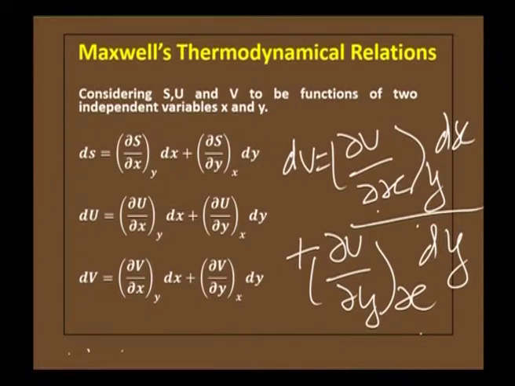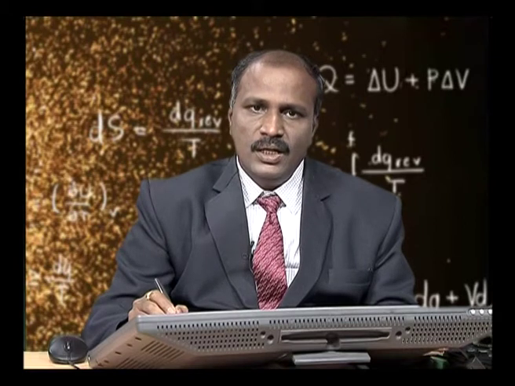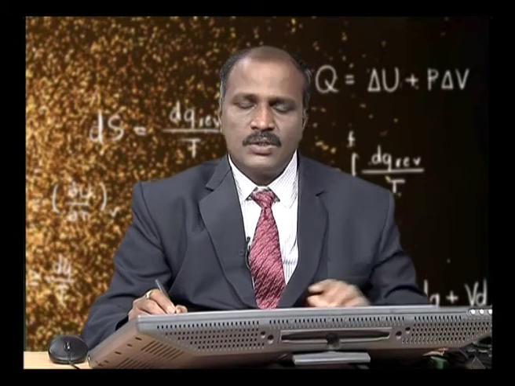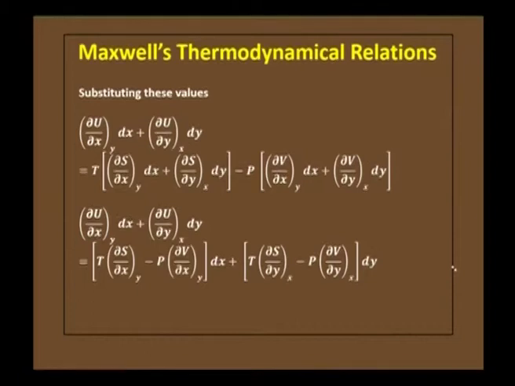So, the first term turns out to be ∂v/∂x at constant y times dx, and similarly in the second term I am keeping x as constant and differentiating with respect to y. So, this turns out to be ∂v/∂y at constant x times dy. So, these are the values for ds, du and dv in terms of partial differentiation. So, we have all these values: ds, du and dv.